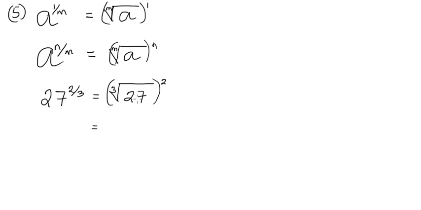So this equals the cube root of 27. That means which number will multiply itself 3 times. That's what it means by cube root. Which number multiplies itself 3 times to give me 27? 2 times 2 times 2, that is 8, so it is not 2. Then let's pick 3. 3 times 3 times 3, that is 27. So the cube root of 27 is 3.